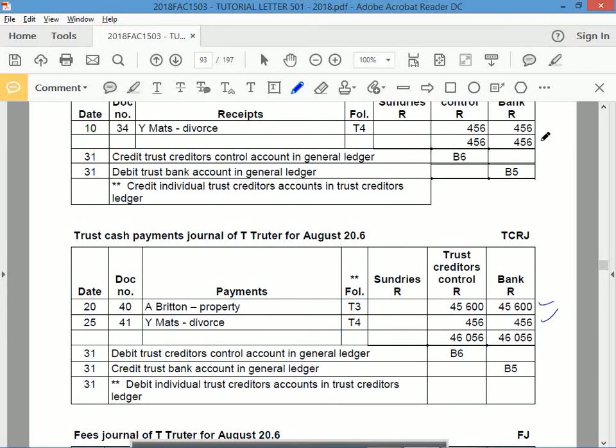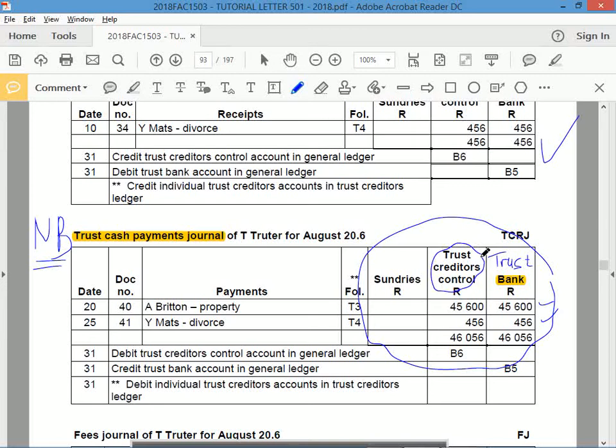Let's see. Yes, we've covered that. Now we need to look at this. Those are the ones that we need to look at now. This is focusing on the trust cash payments journal. So when I look at that trust cash payment, I know this is money that the client is having to pay. So am I going to affect the bank? Yes, but it'll be the trust bank account again, because you're using their money to pay for their legal work. And are you going to owe them more or less? You're going to owe them less.